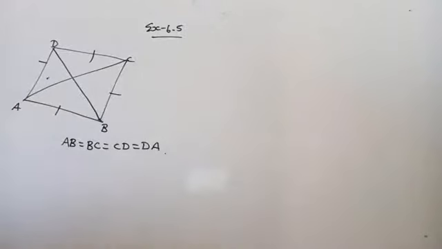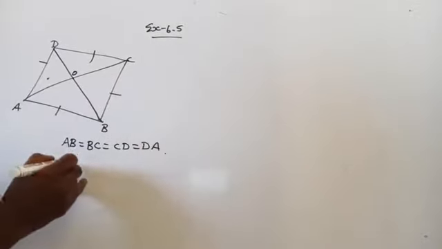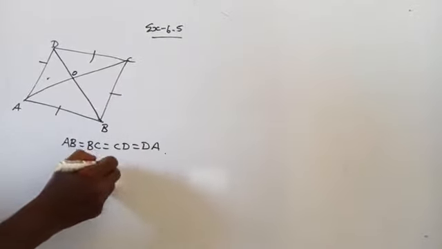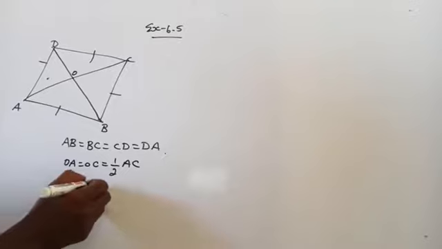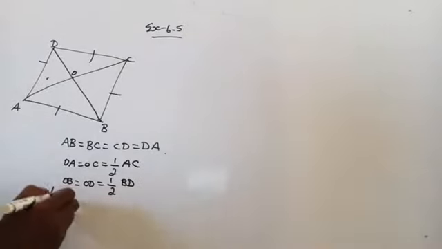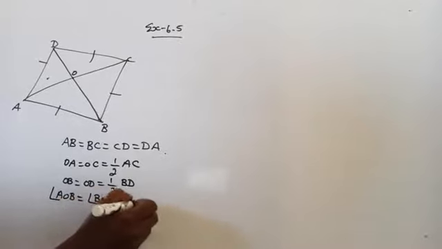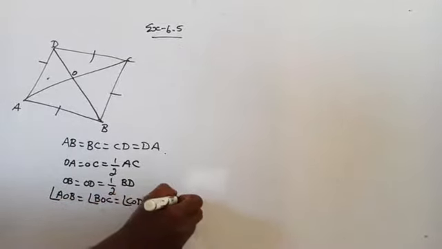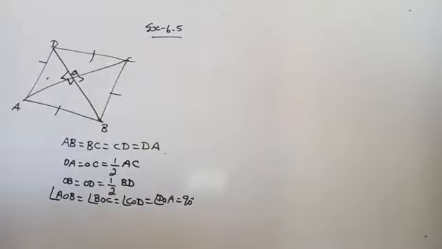Then after that, diagonals bisect each other at right angle. Are you getting it? What is the meaning of that? Suppose OA equals OC equals half of AC, and OB equals OD equals half of BD. And diagonals bisect each other at right angle, that is angle AOB equals angle BOC equals angle COD equals angle DOA, 90 degree. So it is a property.